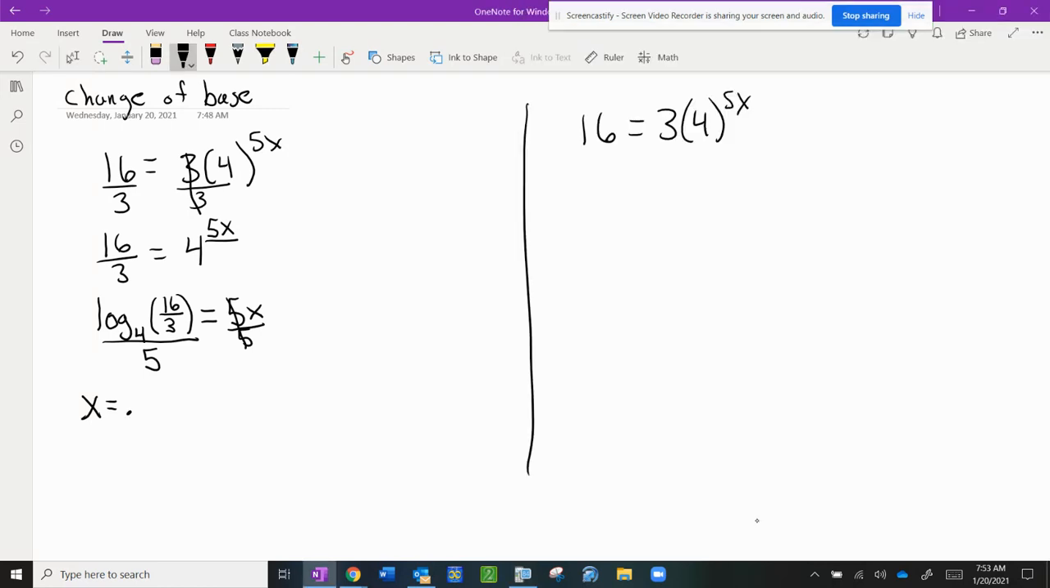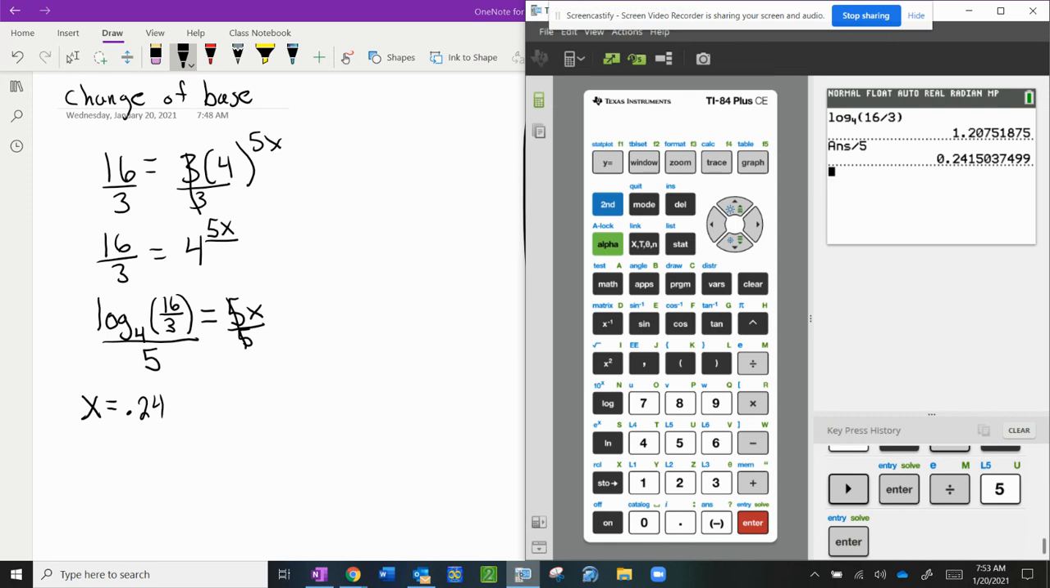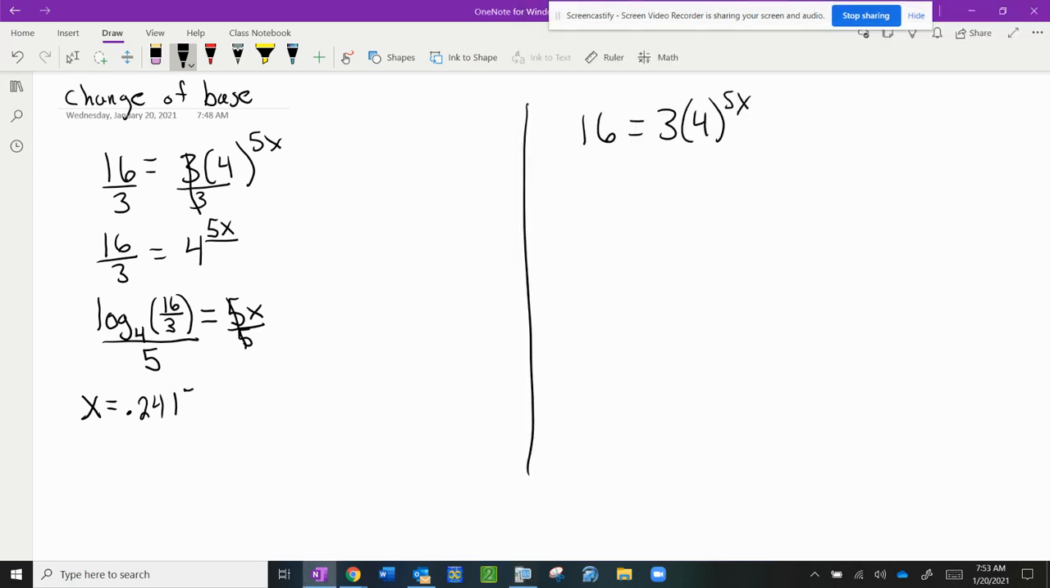So it's 0.2415. I want to round, I think it said to the nearest tenth, so it's going to be 0.2.